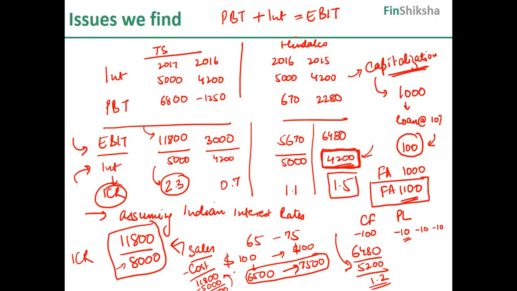But if they were reporting the correct number, they would have still arrived at 11,800 sales minus costs. And from that, they would have subtracted 8,000. They should have subtracted 8,000 if this was an Indian loan, right? So EBIT would not increase accordingly, right?